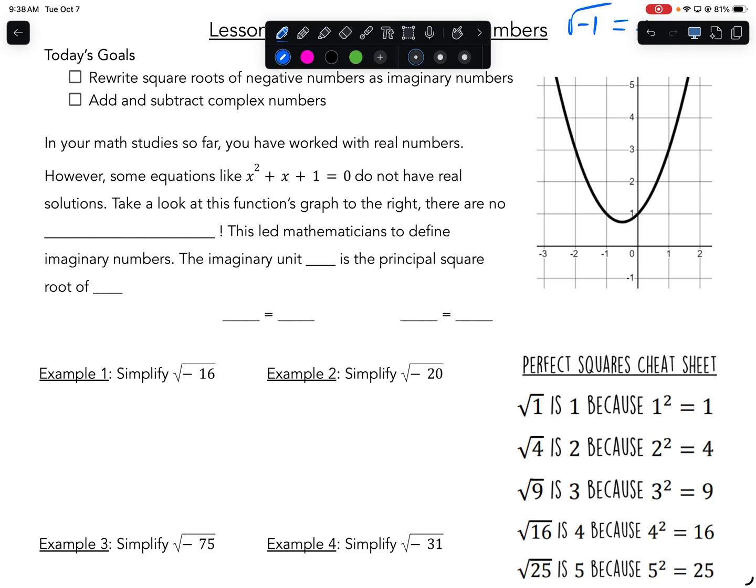So in your math studies so far, you've worked with real numbers. However, some equations like x squared plus x plus 1 do not have real solutions. So if we look at this function on the right, this parabola never crosses the x-axis. That's why there are no real solutions. So your first blank spot here is solutions.